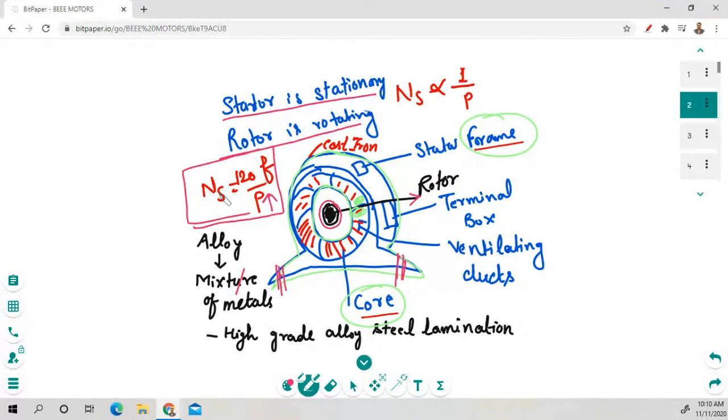Okay. So you can see we have connected this stator with the frame. In this stator frame, we have placed some terminal boxes, and inside these cores we have ventilating ducts, okay? And the material for this induction motor is a mixture of metals, with high grade alloy steel lamination provided, okay.